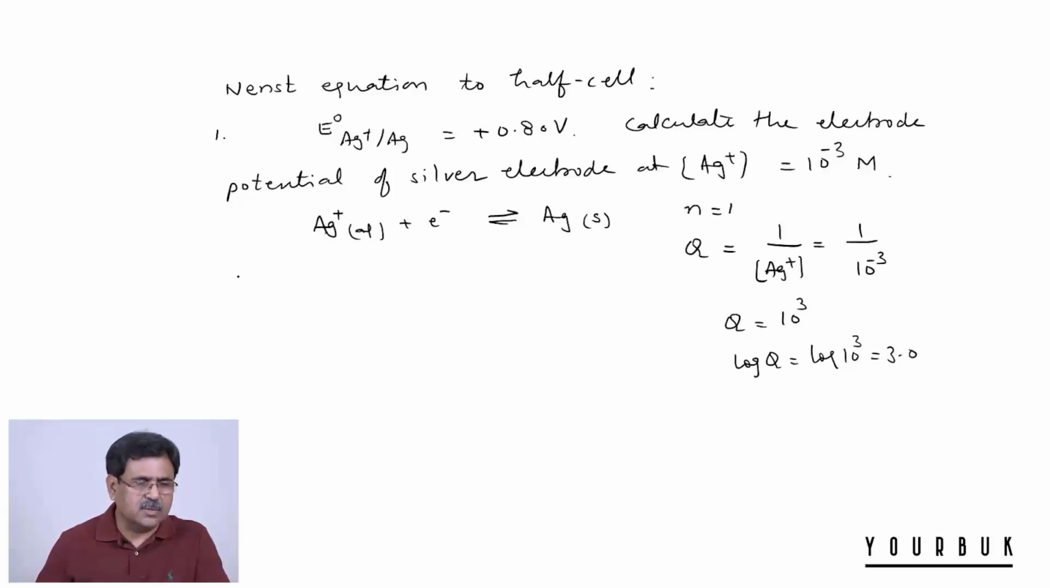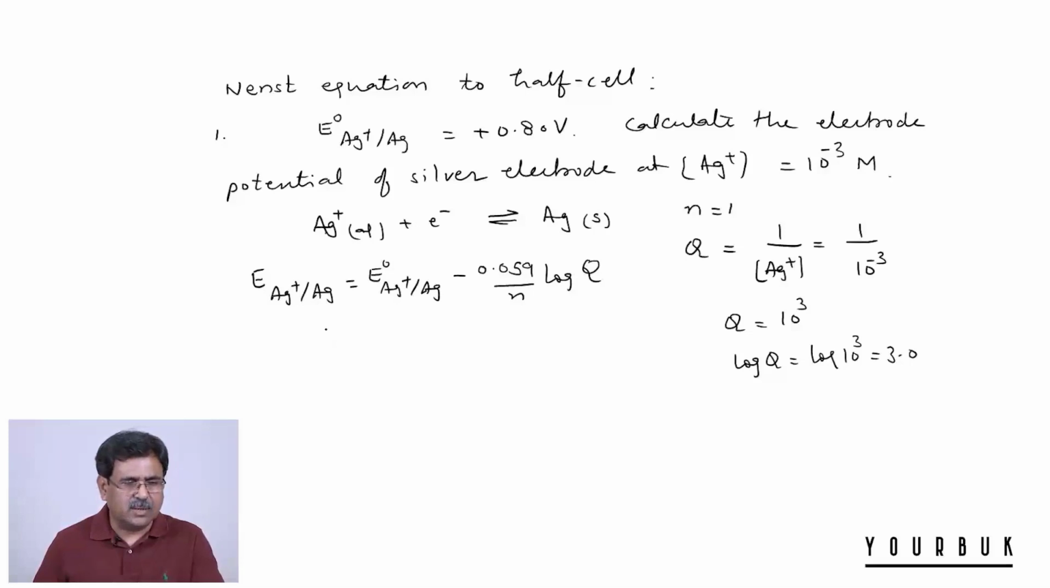Now we write the Nernst equation for this half reaction. The electrode potential of the silver electrode is equal to the standard electrode potential of silver minus 0.059 upon n log of Q. Now we know each and every thing in this equation. We know the standard electrode potential of silver is 0.80, minus 0.059. We know the value of n, that is 1 in this case.